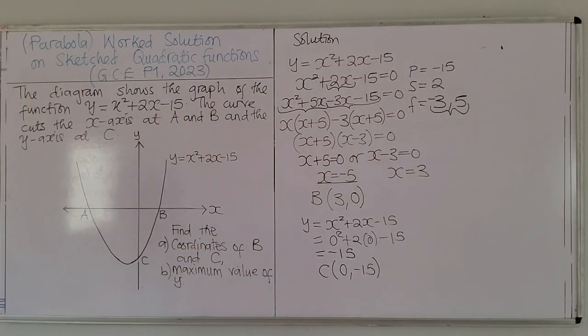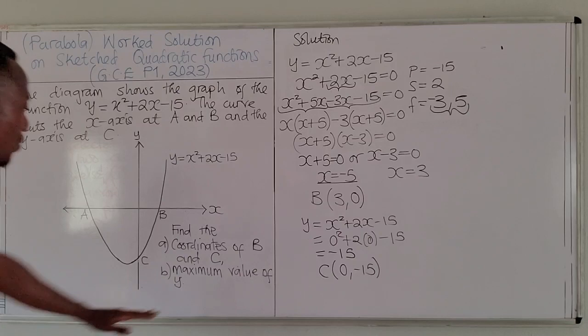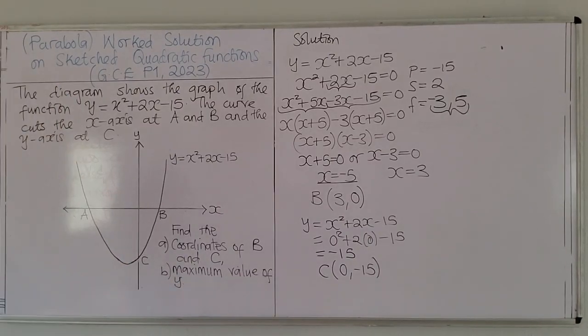So we have found the coordinates of B and C. So what do we do next? The next thing we have to do is to find the maximum value, of which I've also talked about, on how to find the maximum value of a given function.